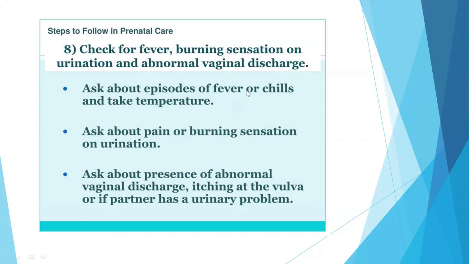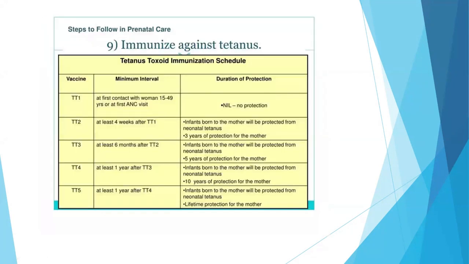We need to ask about episodes of fever or chills and take the temperature. We need to ask about pain or burning sensation. We need to ask about the presence of abnormal vaginal discharge. We need to immunize against tetanus. Now, these are the different doses of tetanus that we want to give.